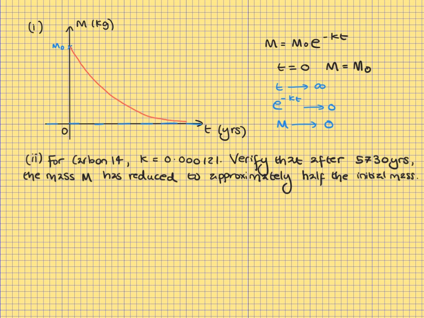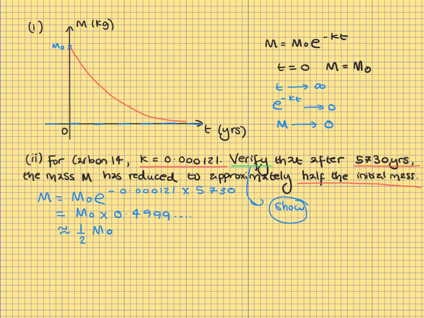So part 2, for carbon 14, k is equal to 0.000121. Verify that after 5,730 years, the mass m has reduced to approximately half of its initial mass. So we are going to use the formula for m. It equals m0 e to the power of negative 0.000121 multiplied by the time, 5,730. And let's input this into our calculator. And this gives us m0 multiplied by 0.4999, which is approximately half of m0. Now this word here, verify, means show. So by doing the substitution, we were able to show that the mass had approximately halved.